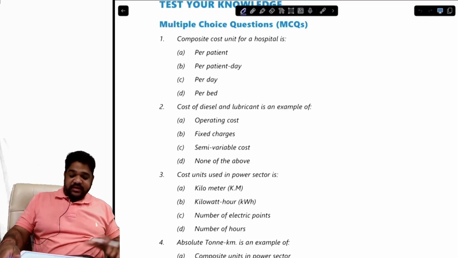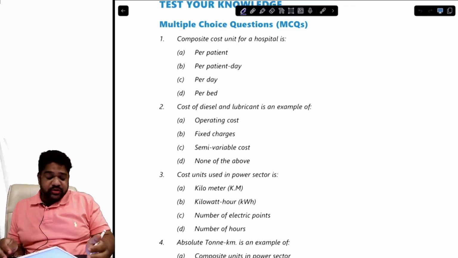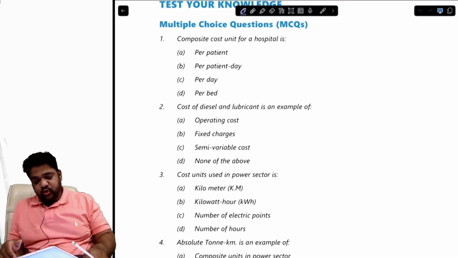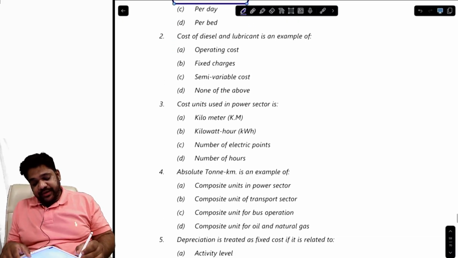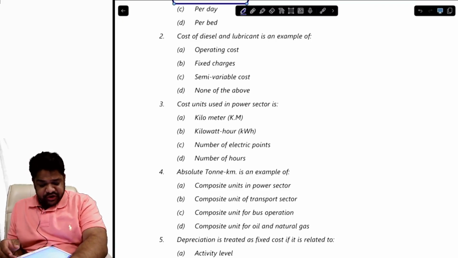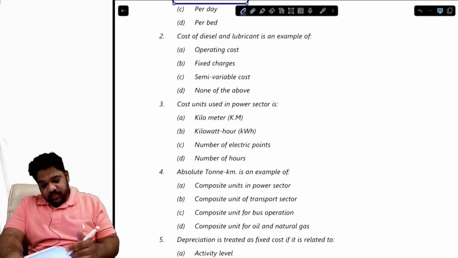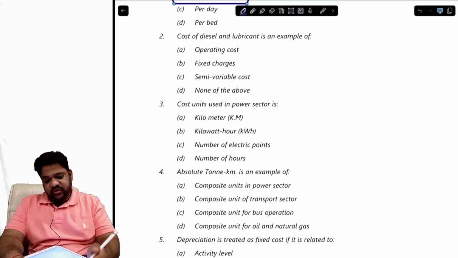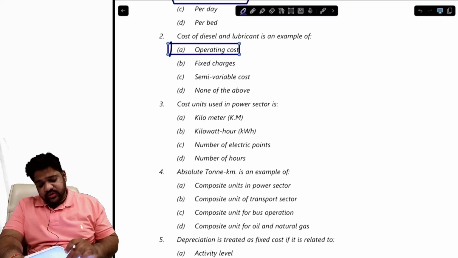Okay. So the next topic is service costing. Let's begin. It says composite unit for a hospital. We've done this. Patient days. Then cost of diesel and lubricant is an example of operating cost. Fixed charges, semi-variable costs, none of the above. So it will be an operating cost for the sole reason that for a transport industry, this would be the cost to operate a truck. So which is why it will be an operating cost.